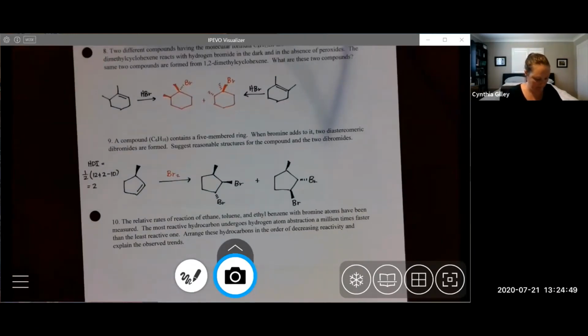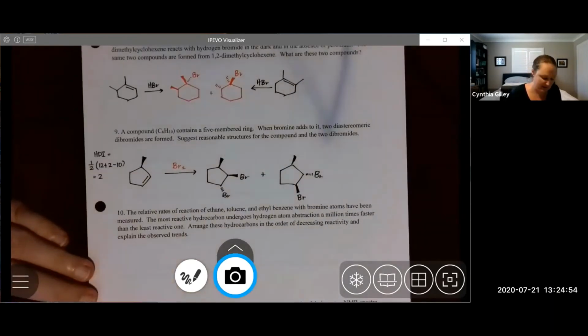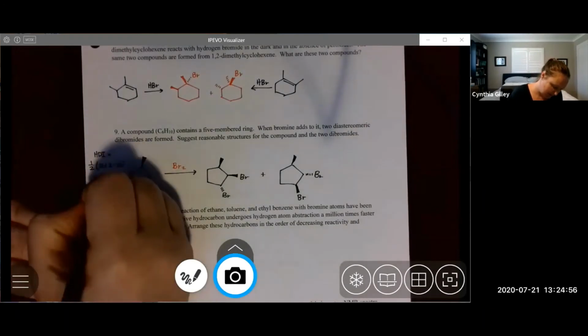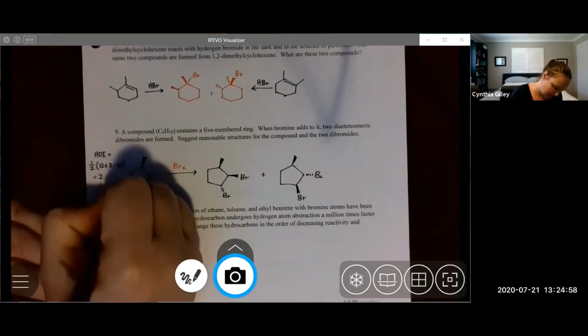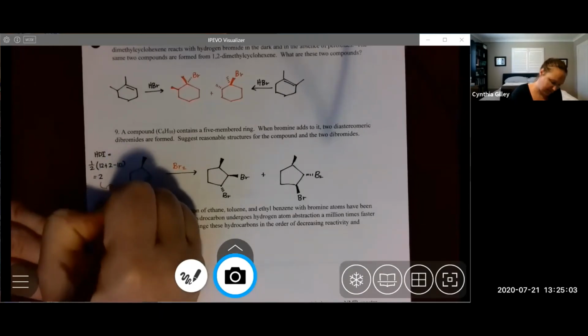Okay. Oh, I understand now. I don't know why I was losing my mind. The 2 units of unsaturation, one is for the pi bond and one is for the ring. So that's why there's 2.